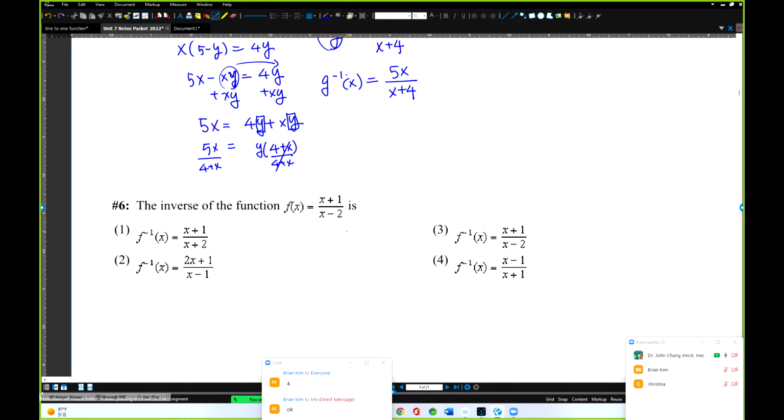Okay, you guys try out number 6 one more time. After this, you're gonna have a 5-minute break, okay? Okay, try number 6. Inverse of this one. Set this as y first. After that, switch the x and y, okay?